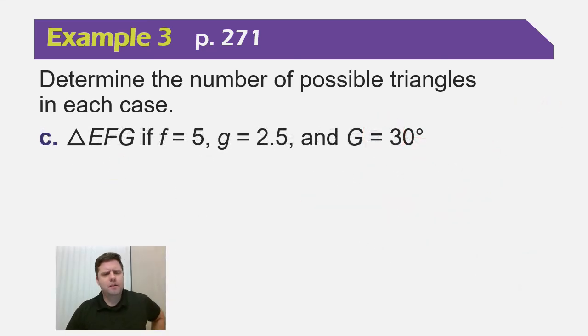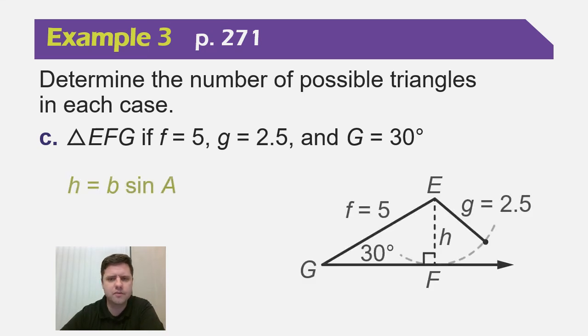What about in part C here? It says triangle EFG, where F is 5, G is 2.5, and G is 30 degrees. Okay, so we do have an acute angle here of 30 degrees. We have an F of 5. We have a G of 2.5. Now, in this case, because the G is smaller than F, we need to figure out if that is larger than H or not, or what it is in reference to H. So we need to find what H is.